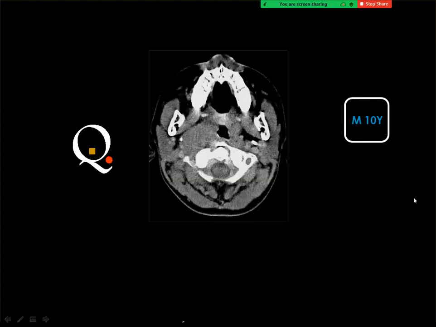The next case is a male child, 10 years old, with this CT scan of the region adjacent to the oropharynx.